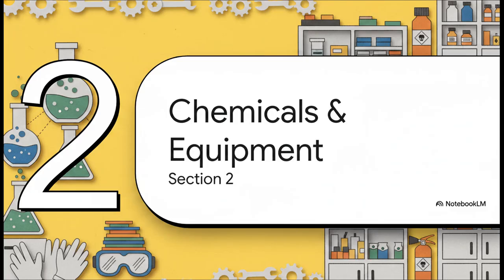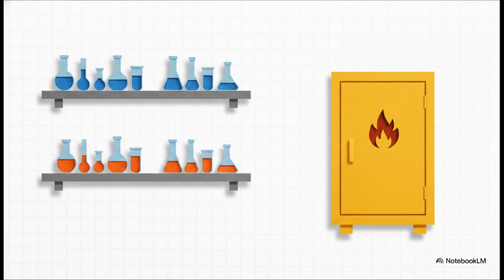Moving right along to Section 2, Managing Chemicals and Equipment. Getting your physical workspace organized properly isn't just about keeping things tidy. Proper organization is active disaster prevention. The sources are incredibly clear about the strict storage protocols that have to be followed to the letter. Let's look at 2 primary rules here.